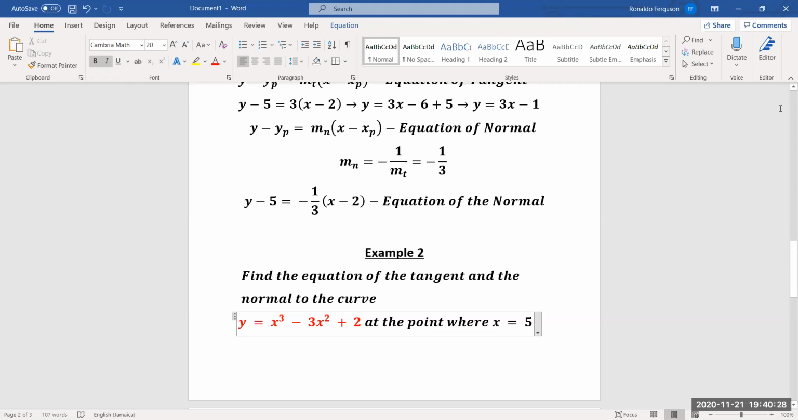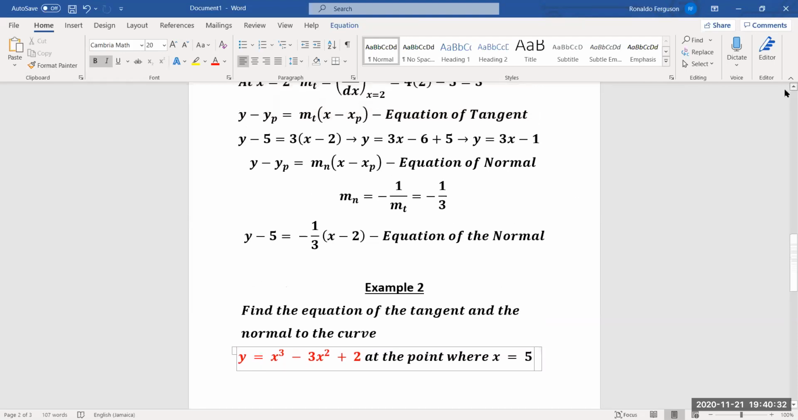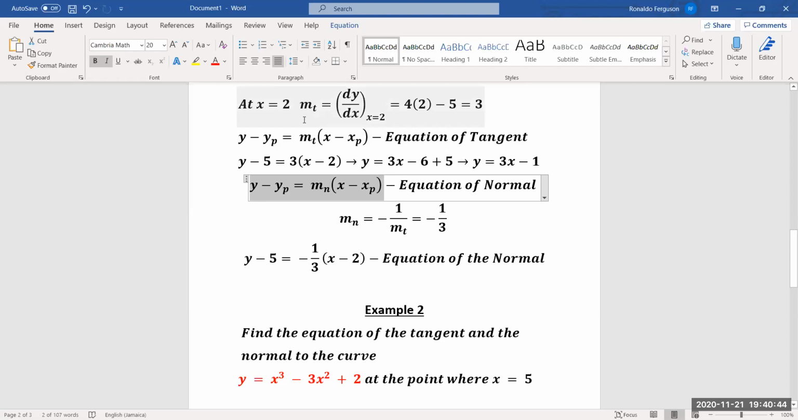So here are the formulas. Equation of the tangent, this is the formula. Equation of the normal, this is the formula. And then you now know how to find the gradient of the tangent by finding dy by dx.